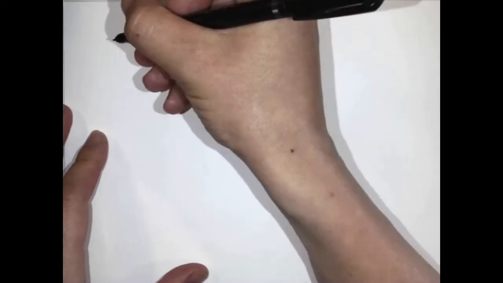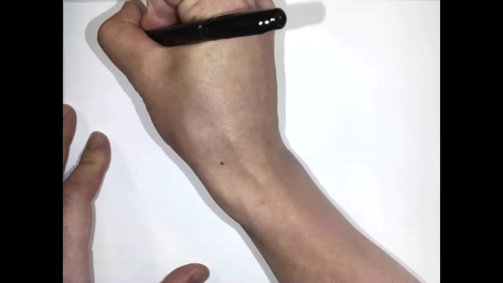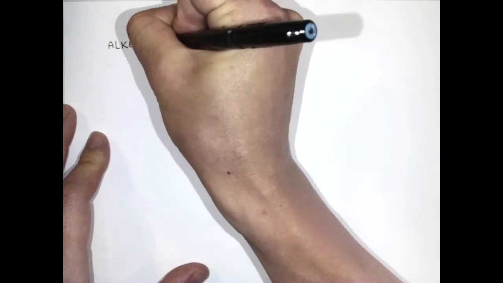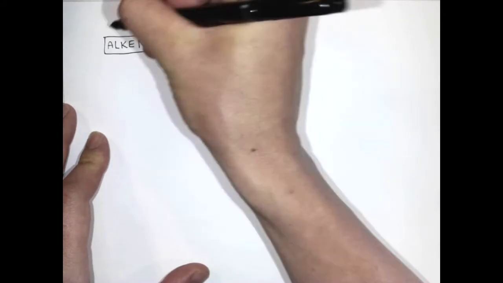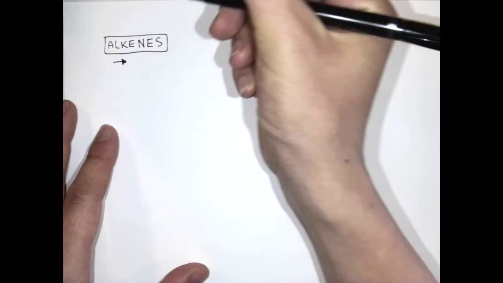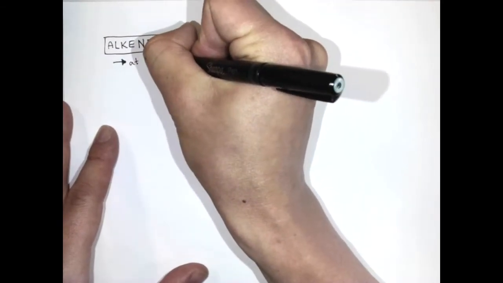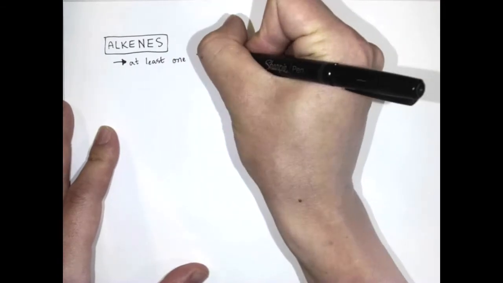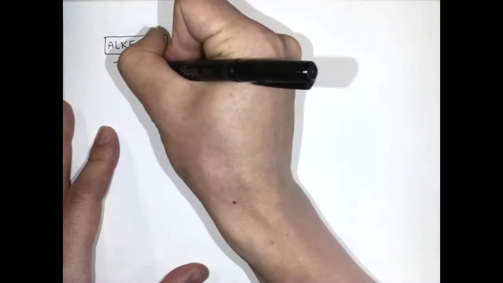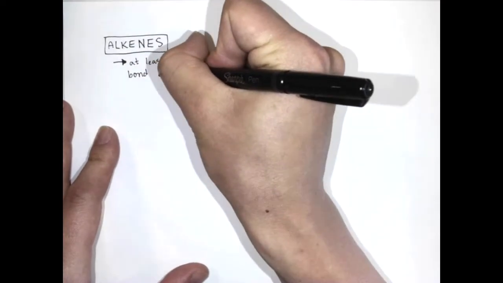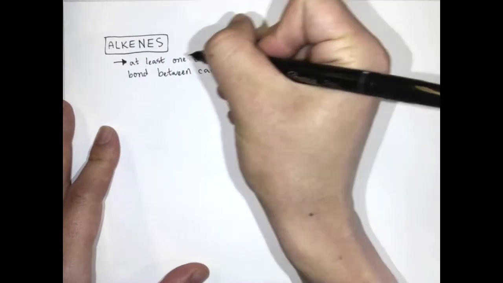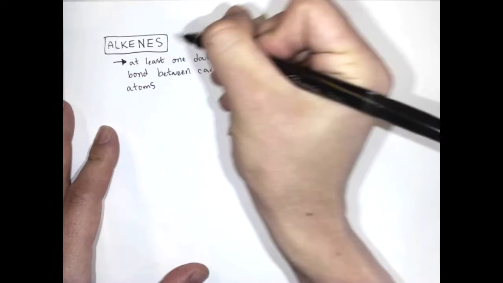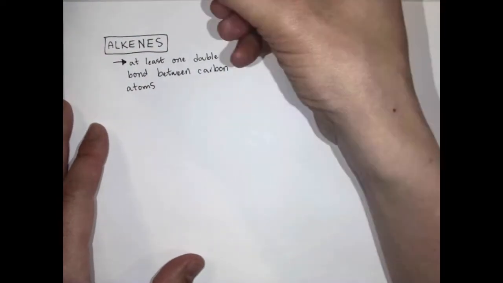So let's get started. Let's have a look at the simplest alkenes. So alkenes are spelled A-L-K-E-N-E-S, like this, and these are hydrocarbons that have at least one double bond between carbon atoms. At least one double bond between carbon atoms.